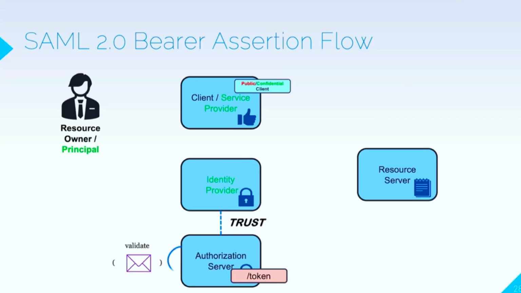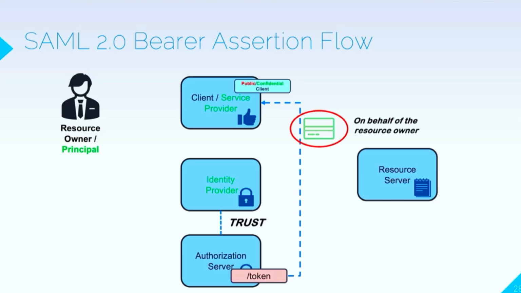Next, the OAuth 2 authorization server validates the SAML bearer assertion, mapping any claims within it, such as user attributes or roles. If everything checks out, the authorization server generates an OAuth 2 access token and returns it to the client. This token allows the client to act on behalf of the resource owner who initiated the request with the identity provider. If the request was machine initiated, the access token represents the machine's identity.